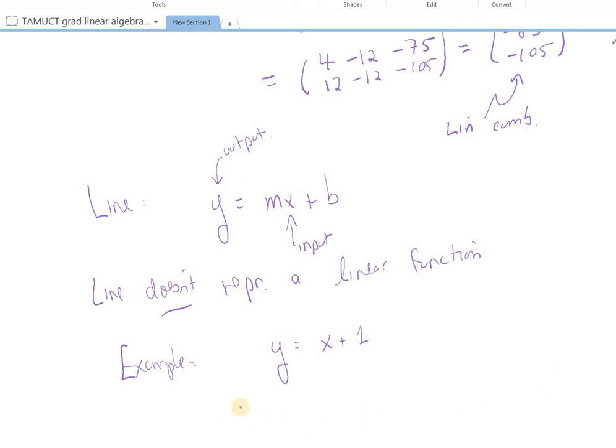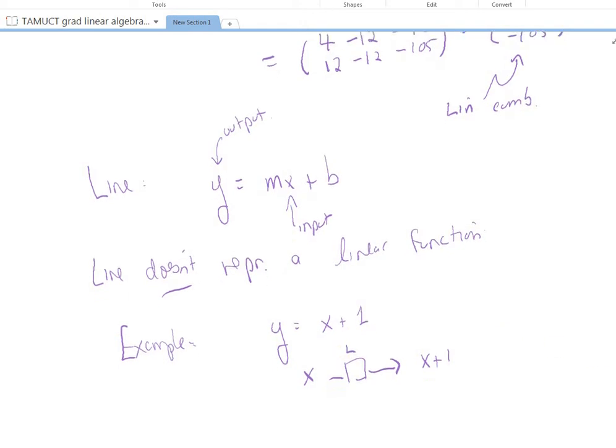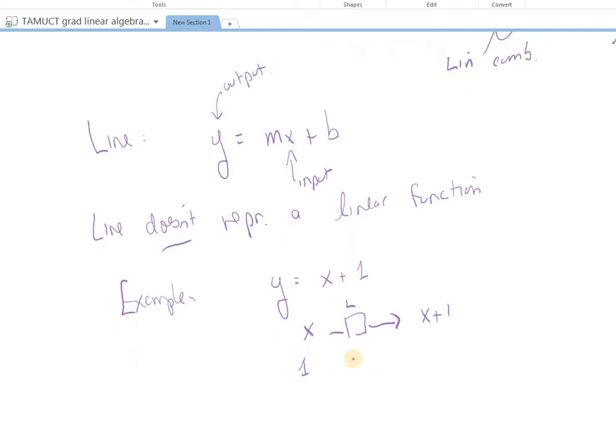So my input is x, my output is x plus 1, right? And I can put a black box here, I suppose, and that's my L. So if my input is 1, then my output is going to be 2. If my input is 2, my output is going to be 3, right?